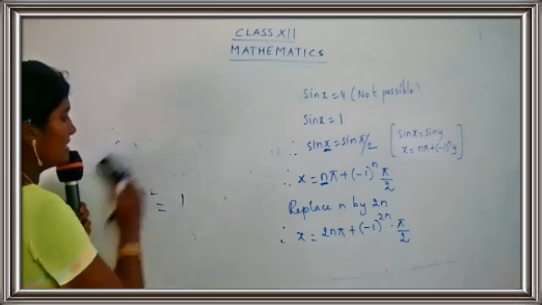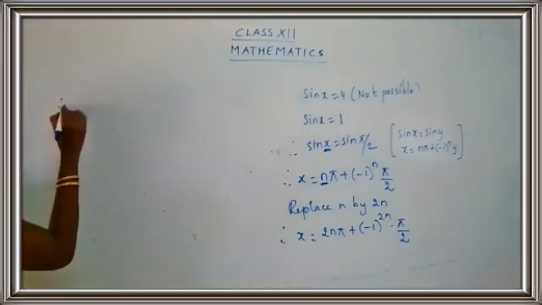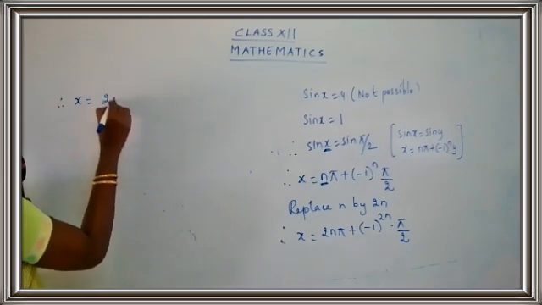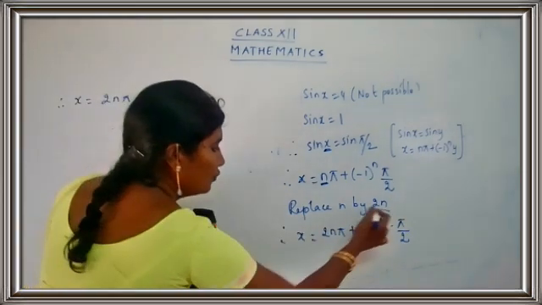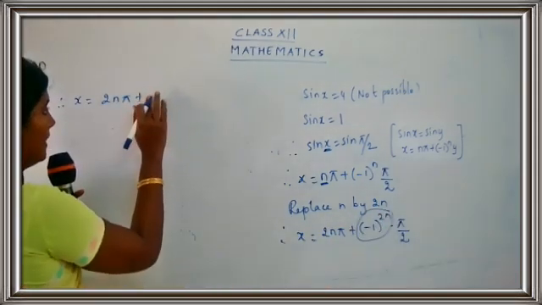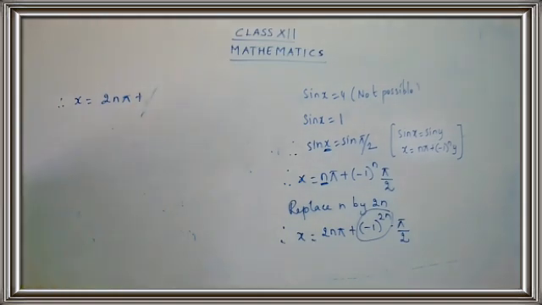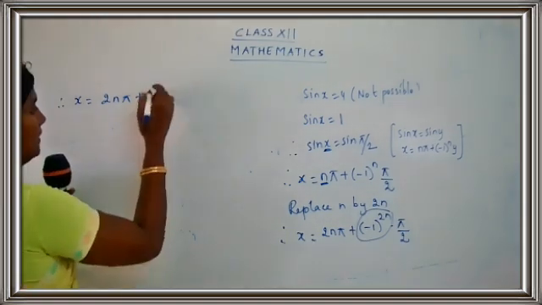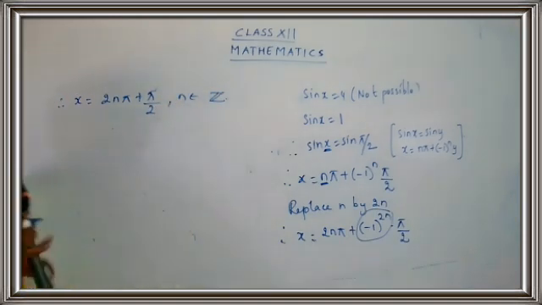So what will be the answer? Let's write down the answer here. Therefore, x is equal to 2n pi plus... So this part becomes 1. What is the answer for this? The answer is going to be 1. And what is left? Pi by 2. 2n pi plus pi by 2. You put here n belonging to Z. So this is the answer for the first subpart.